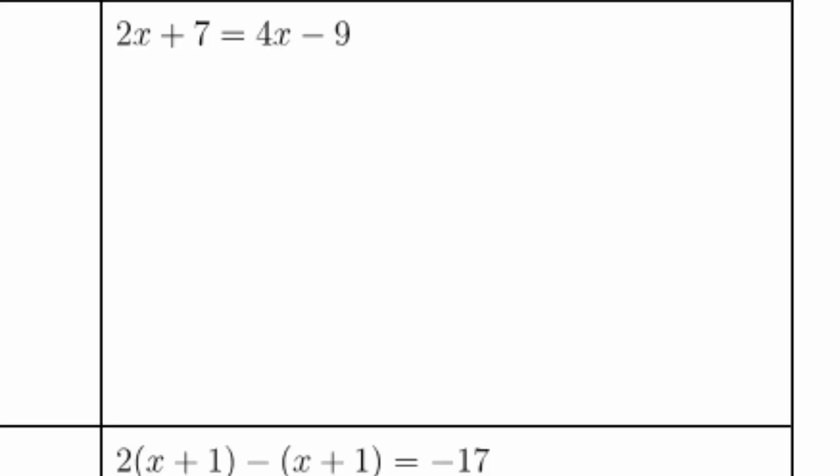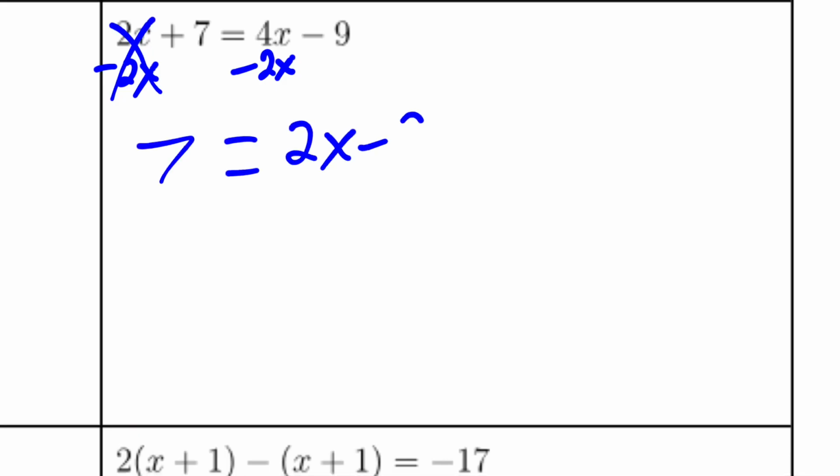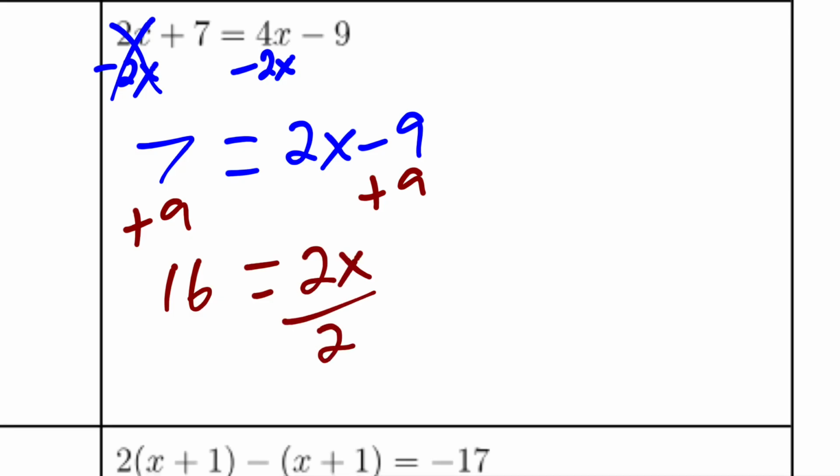There's an x on both sides, so I'm going to keep things positive by subtracting 2x instead of 4x. This goes away, and I have 7 is equal to 2x minus 9. Now I'm looking at a two-step equation. I'll deal with the subtraction first. I have 16 is equal to 2x. I'll divide by 2. 8 is equal to x.